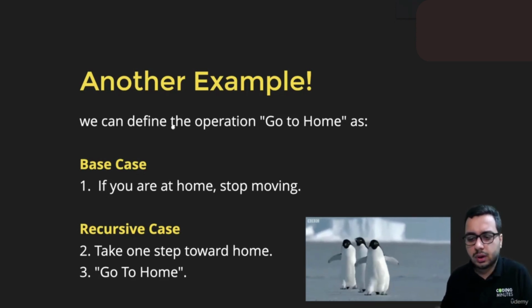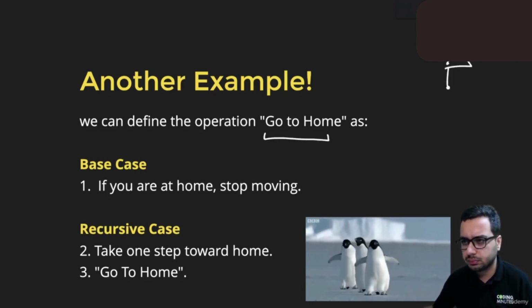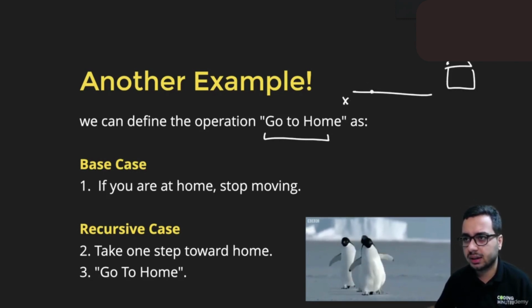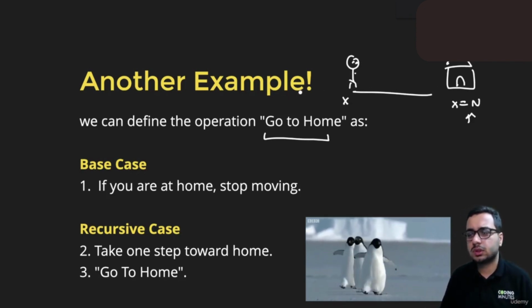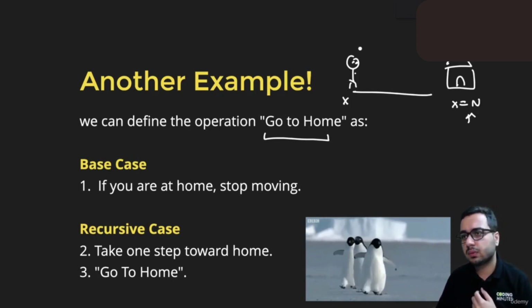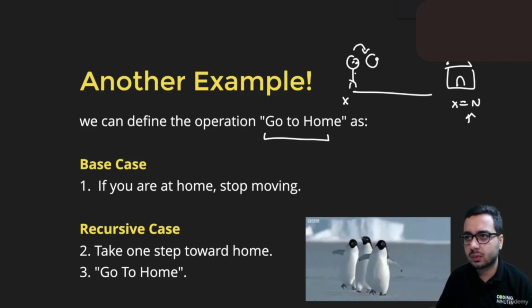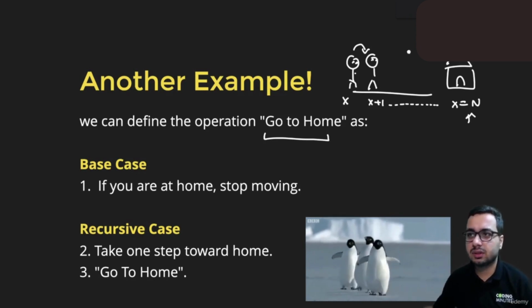For example, we want to define an operation, go to home. Let's say you are standing at some x coordinate, and your home is at some value equal to, let's say, n. You want to reach this home. One way is to put in a loop and simply take one step every time. But another thing you can do is say, okay, I will just take one step and I will ask recursion to take me home from x plus 1 till n. So the idea is you take one step and leave the rest of the work for the recursion.